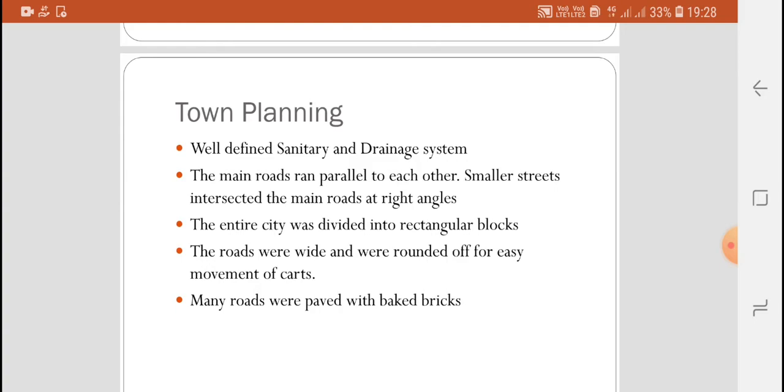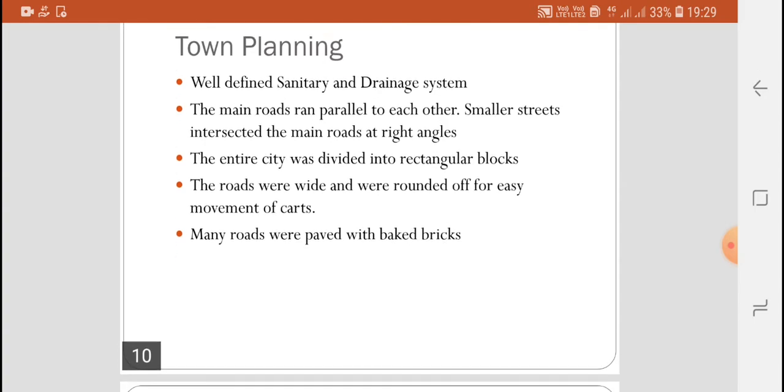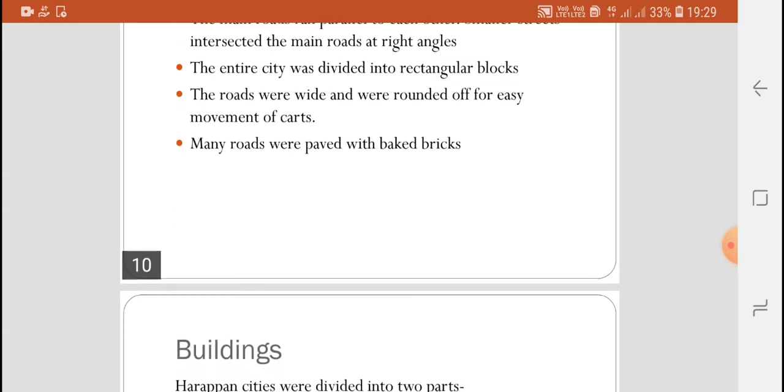The entire city was divided into rectangular blocks, and the roads were very wide. They were rounded off at the ends for easy movement of the carts. So many roads were paved with baked bricks. So they were very intelligent people who were very conscious about sanitation and cleanliness.